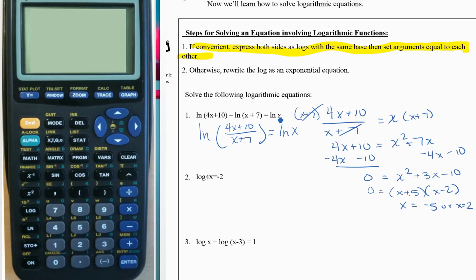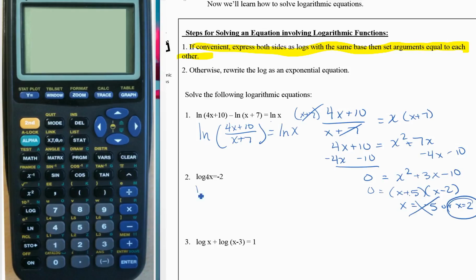Now the only thing we want to check is that these work with the original equation. Like we did with radical equations, we could actually get extraneous solutions here. And if we look at negative 5, if we plug it into even the right-hand side in this equation, natural log of negative 5 is undefined. Remember, the domain of natural log is positive numbers. So negative 5 isn't in the domain, doesn't work. 2, however, 4 times 2 would be 8 plus 10, that's positive, so we're okay there. 2 plus 7, 9 is positive, and then 2 would be positive. So our only solution here is x equals 2.